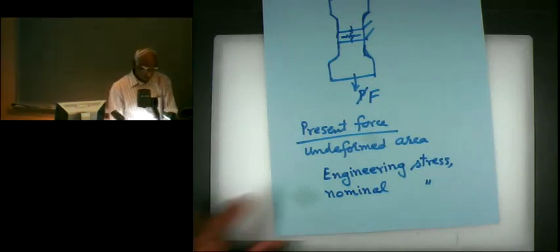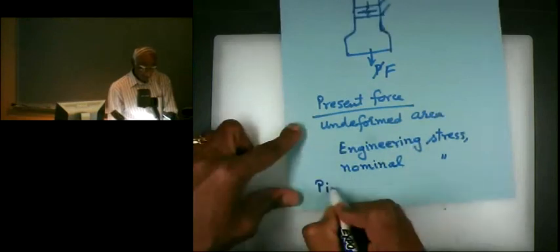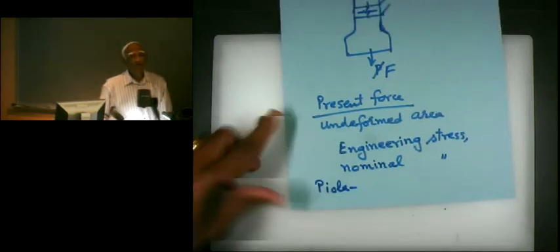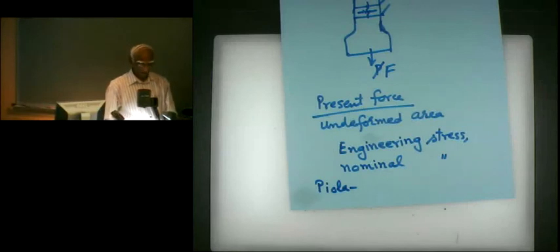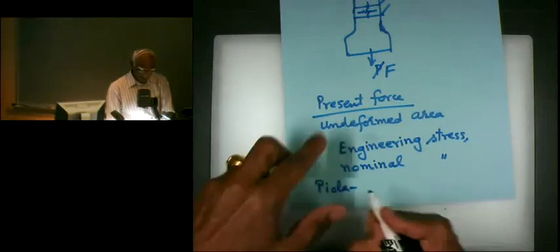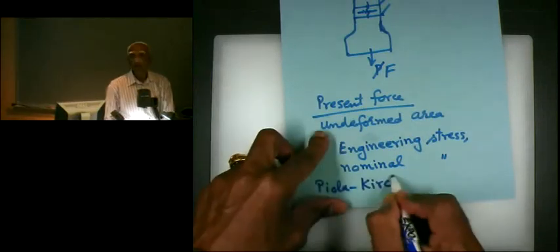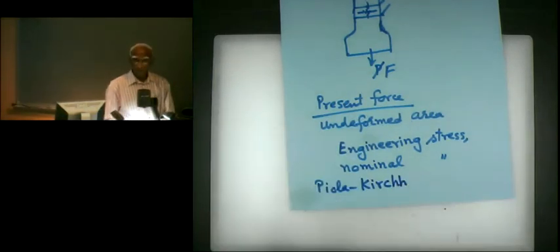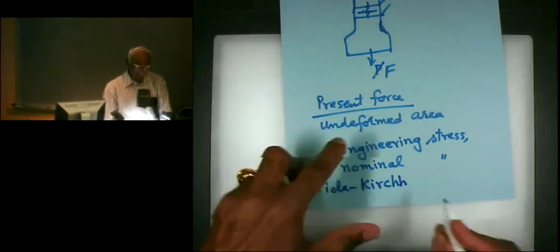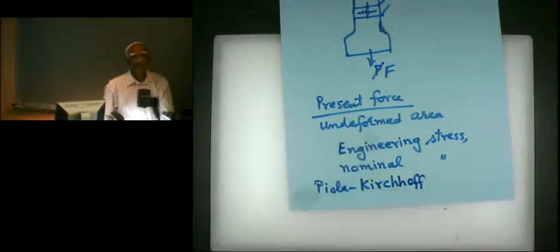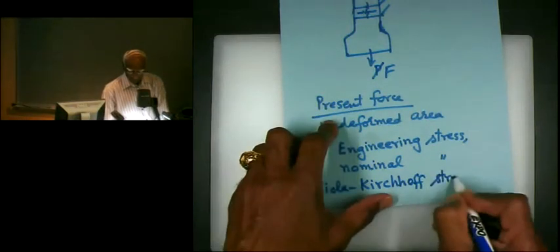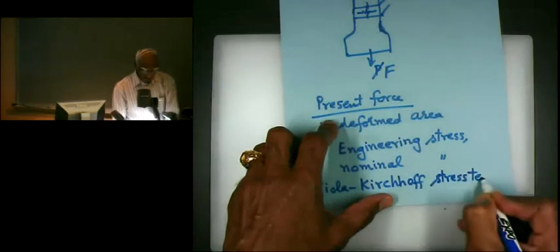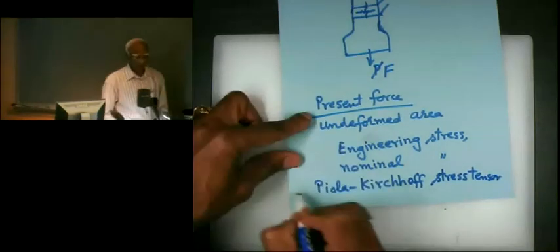But here there are two persons. One is Piola, that's the name of a person, and the other is Kirchhoff, and there are two H's in it, H as in Harry. There are two of them, not one. And there are two F's. So it's Piola-Kirchhoff stress tensor. Actually, it is first Piola-Kirchhoff stress tensor.